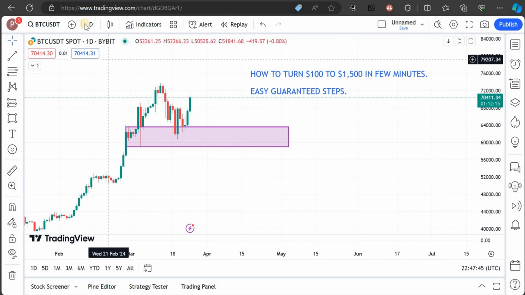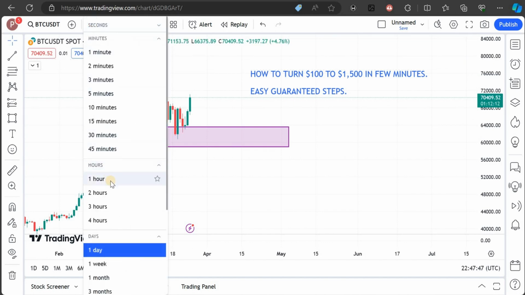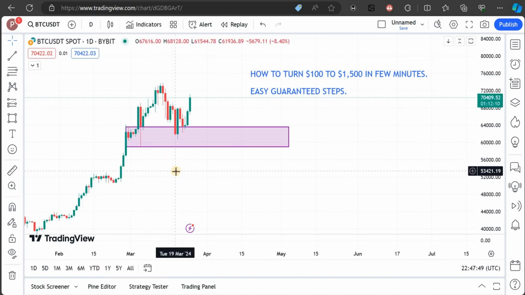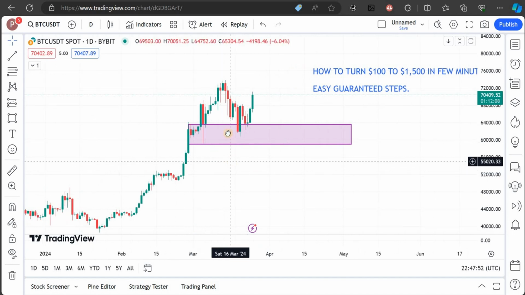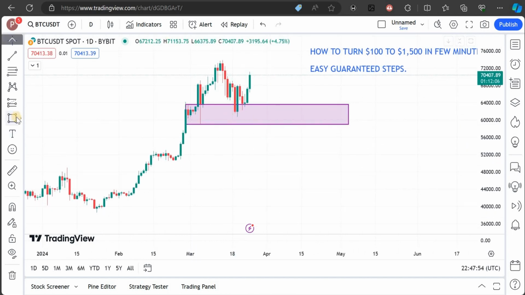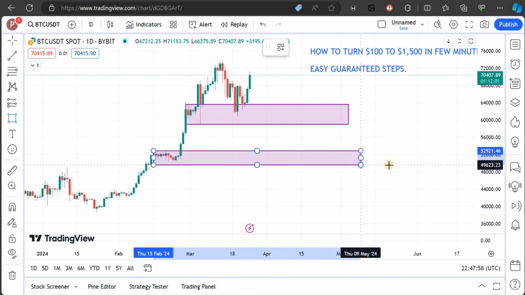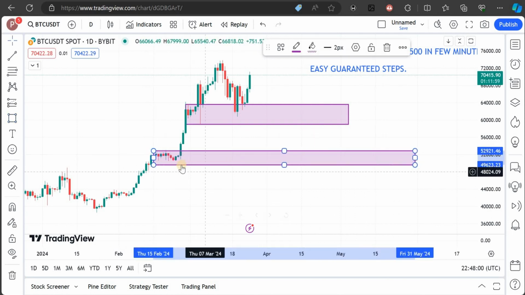So the next thing you want to do is to go to a lower time frame. In this daily, you need to mark out your zones like I did here. I marked this one out. You can also see something, mark this one out here. So you should know that this is another zone of interest.